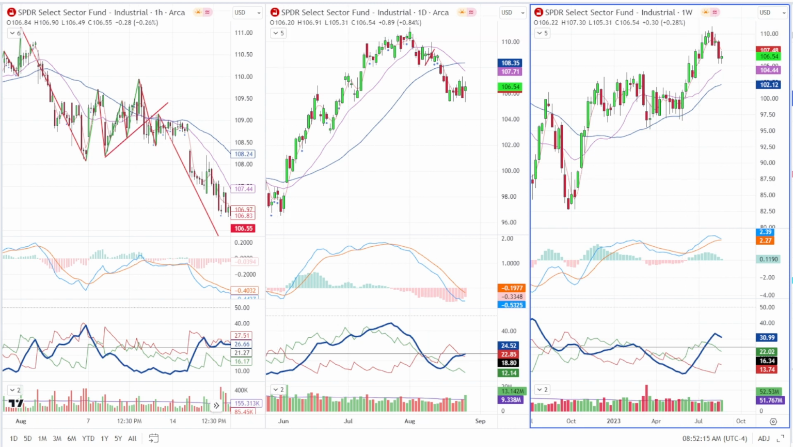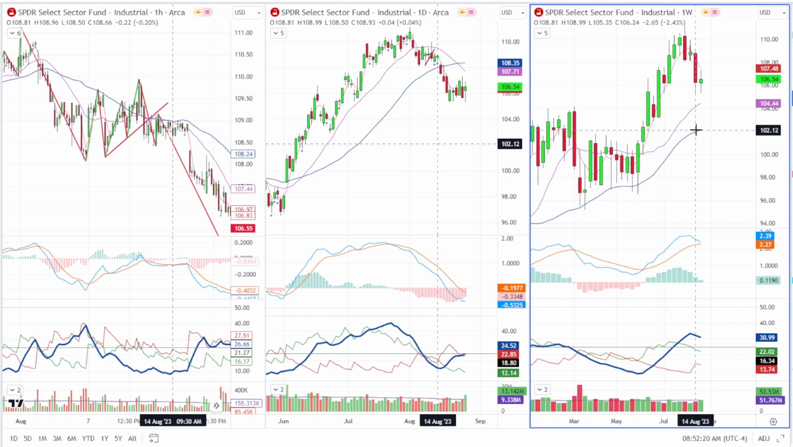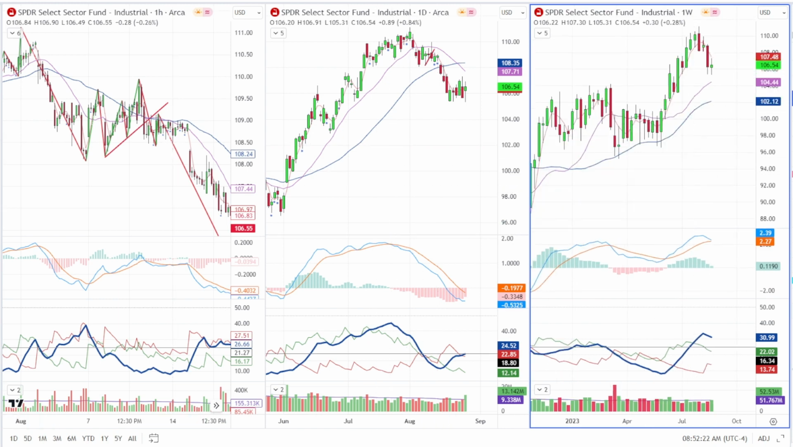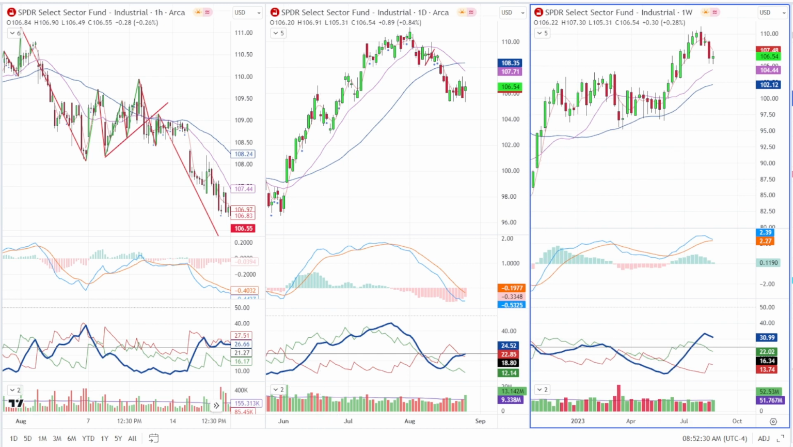What we're looking for, in one of the courses in my trading school, I talk a lot about the 4MA and what's going on with the 4MA. If you notice here, the 4MA got pretty far away from the 18. You see how it's right here, it's breaking above the 18, and here it gets really stretched away.